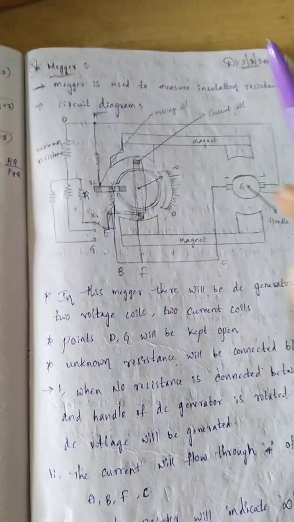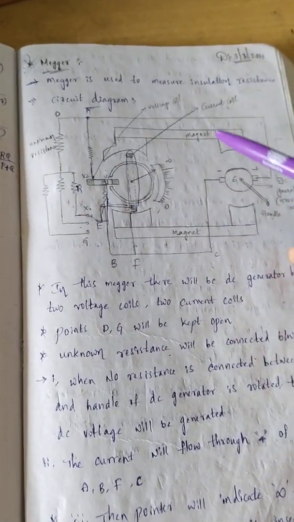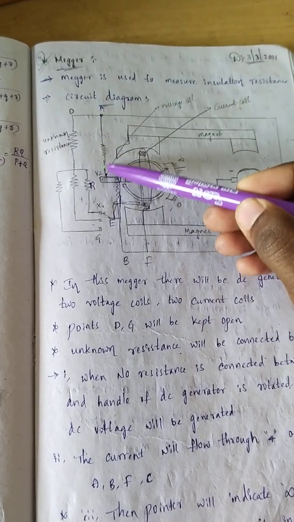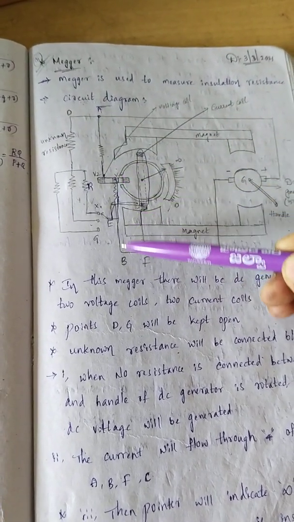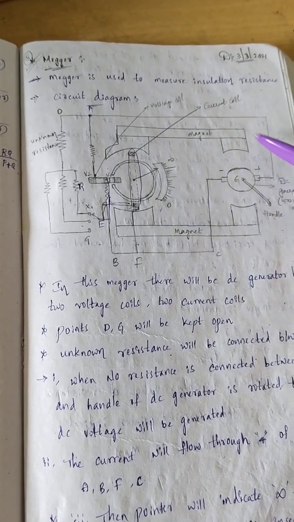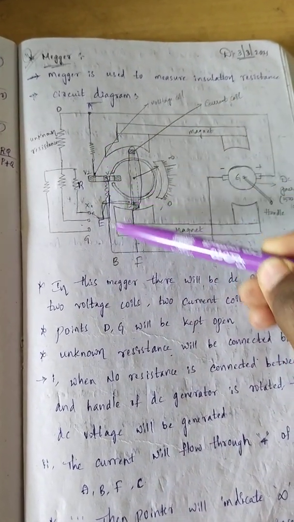And see this circuit, whenever the EMF is generated here, it will flow like this. There are mainly two paths for the flow of the current. One is this one, see here: A, V2, V, and B, F, C, and again negative. In this way the current will flow. This is the one path.